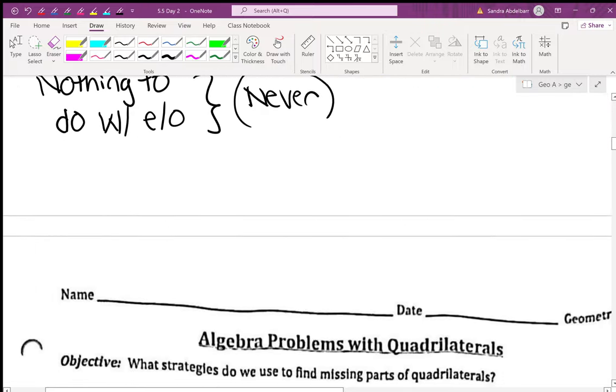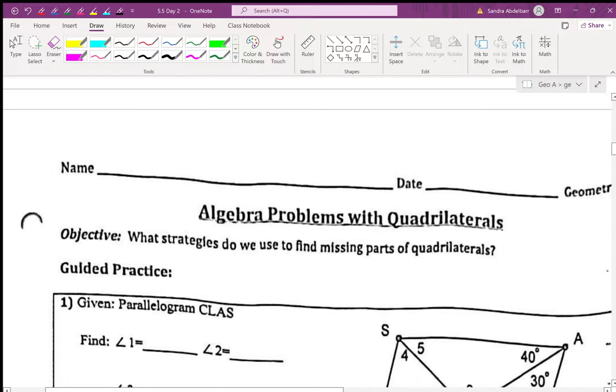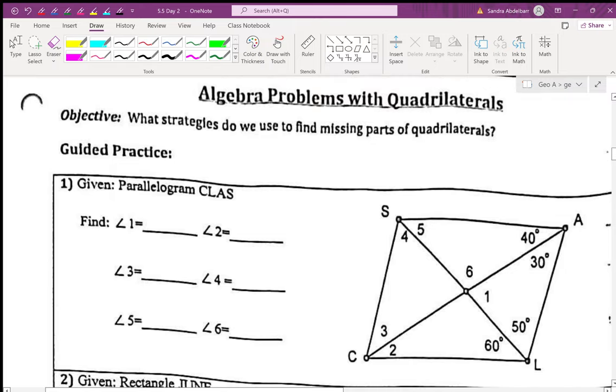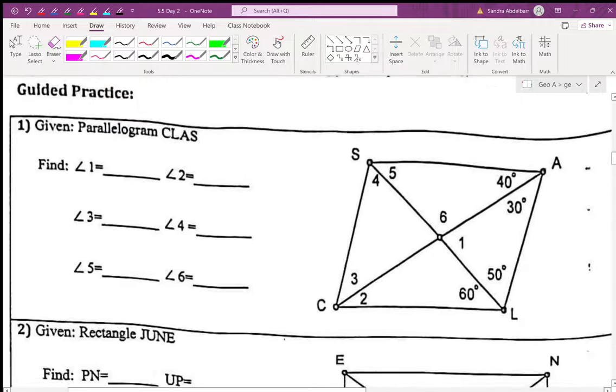So that will help you with all the always, sometimes, or never. So today's lesson, we are still working on all the quadrilaterals, but we're just going to do all algebra problems with these quadrilaterals. Next class, we'll do all proofs with these quadrilaterals. So let's see how this works.